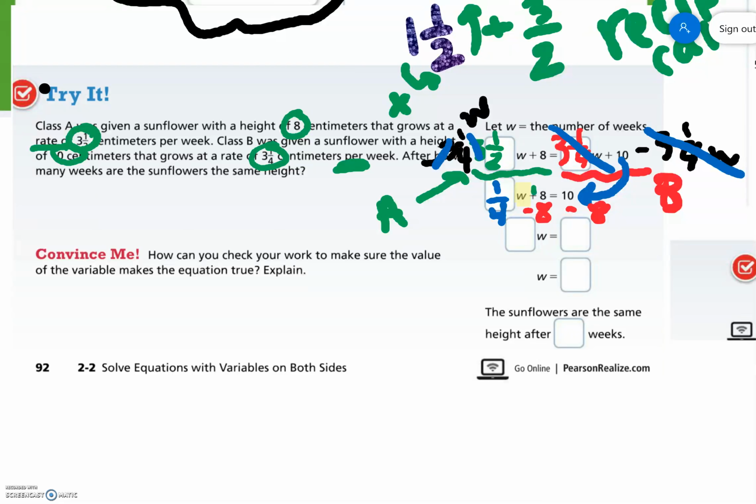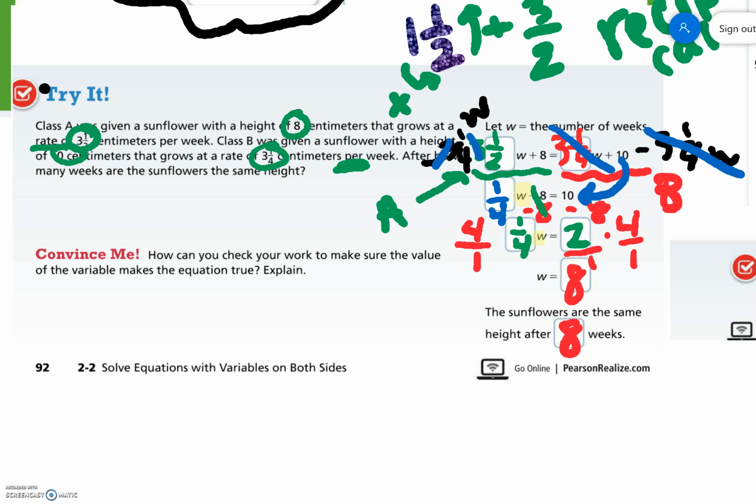So that makes this cancel out. And we're still left with 1/4 W equals 10 minus 8, which is 2. Trying to get W alone, we got a fraction, so we're going to multiply by the reciprocal. So we flip that fraction, and we do 4 over 1. Multiply the 2 by 4 over 1. 2 over 1 times 4 over 1 equals 8 over 1. So the sunflowers are the same height after 8 weeks.